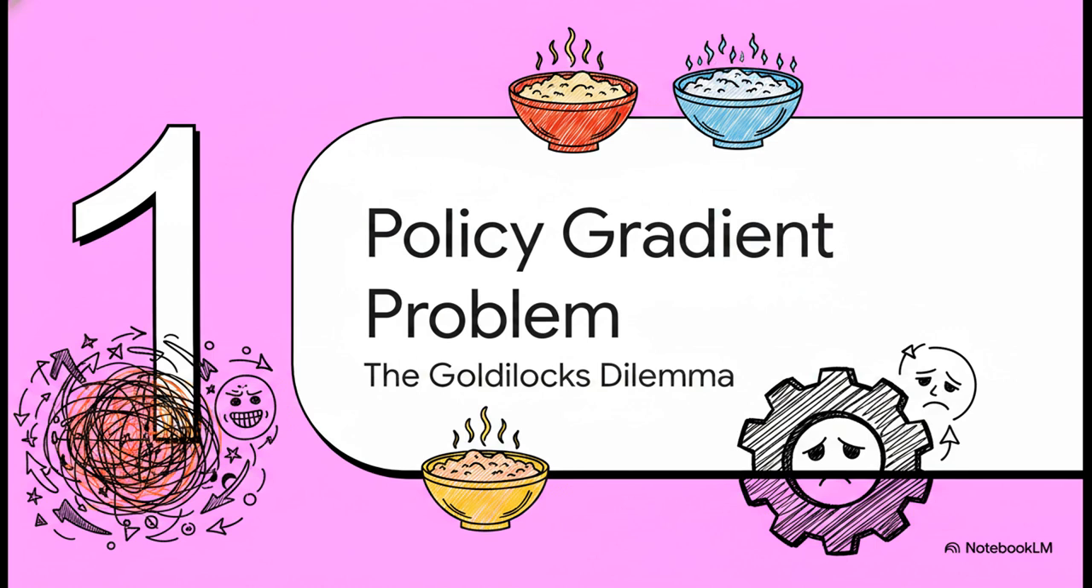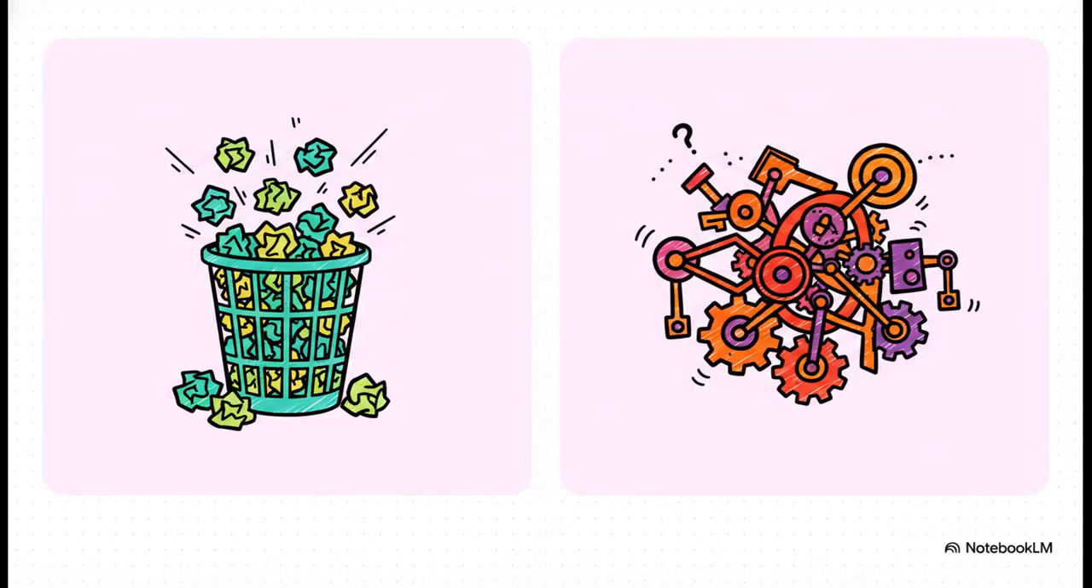All right, Section 1, the policy gradient problem, or what you might call the Goldilocks dilemma of early AI training. Before PPO came along, training a reinforcement learning agent was a massive headache of extremes. You basically had to choose between algorithms that were either incredibly reckless with their data or paralyzingly slow to compute.